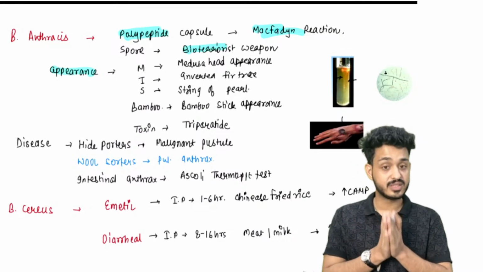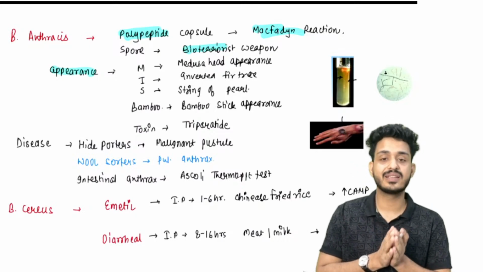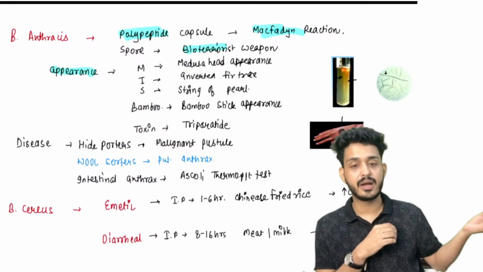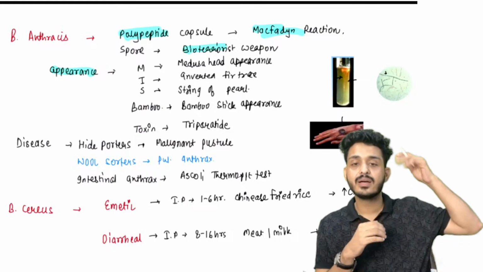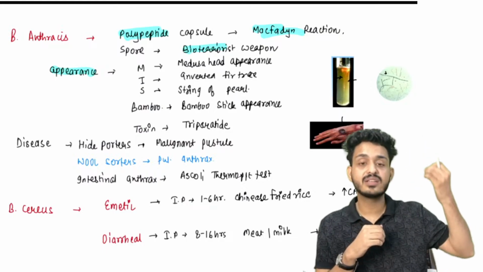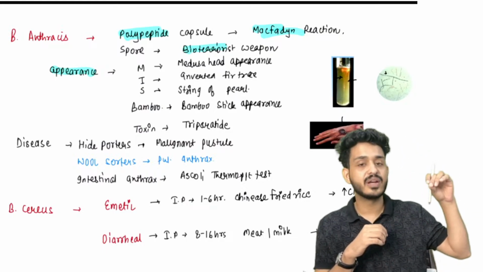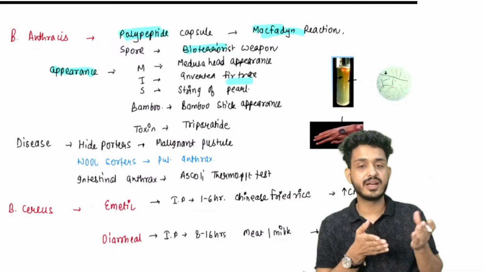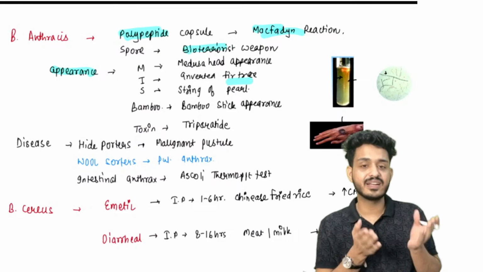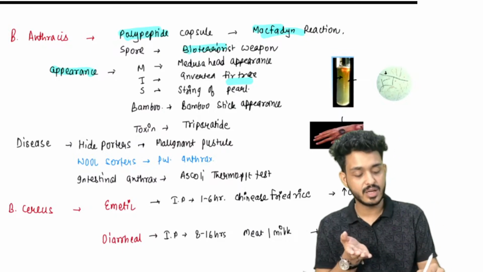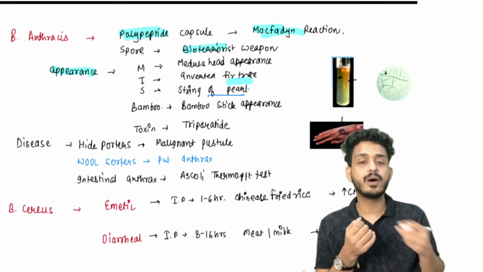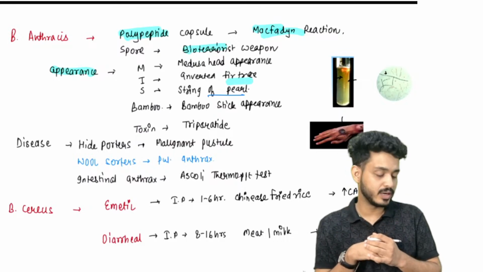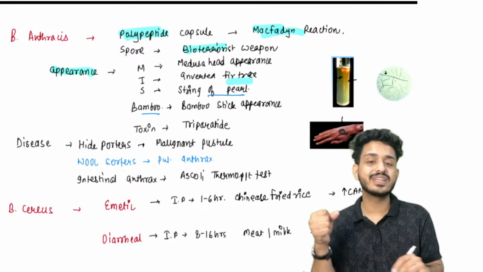Now just remember the appearance like this. Suppose there is a miss, a madam. You can remember she is having a Medusa head appearance. She is wearing a dress which is an inverted fir tree like dress. Okay, she is having a string of pearls around her neck. She is having a bamboo stick in one hand.